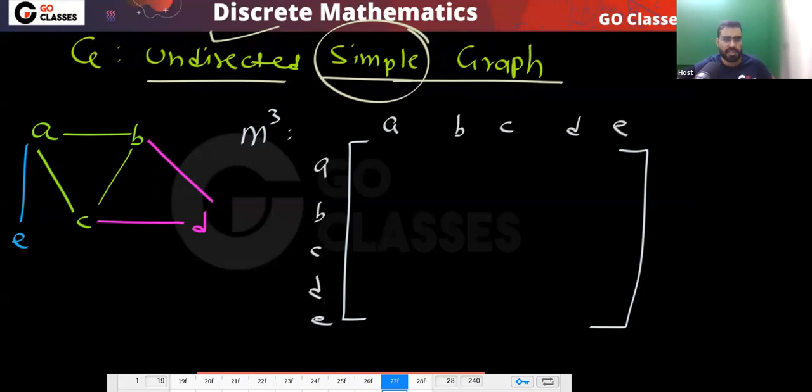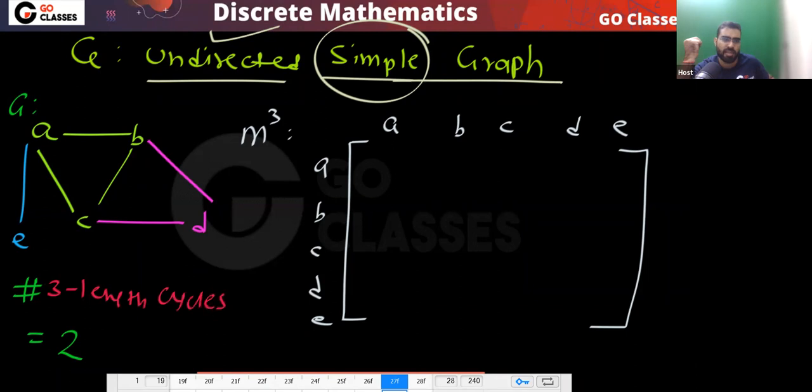First of all, how many triangles are there in this graph? Look at this graph and tell me the number of triangles. You can easily see the number of triangles is equal to 2. Triangle means 3 length cycle. So how many 3 length cycles? There are 2. One is this cycle, another is this cycle.